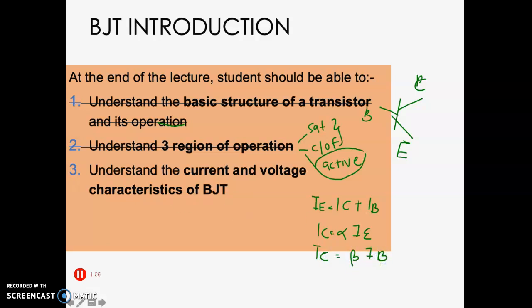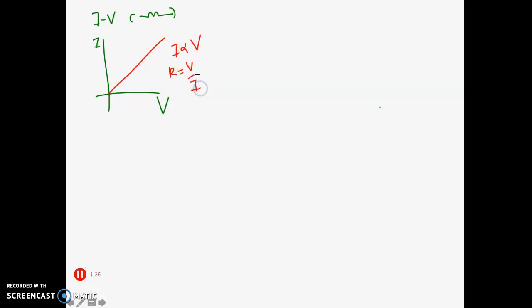Okay, so now let's move to the third part, that is to understand the current and voltage characteristic of your BJT. Before we move to that, let's recall your IV for your resistor. This is your I, V, and the characteristic of the resistor is a straight line, meaning I is proportional to V. That's where you got R equal to V over I.